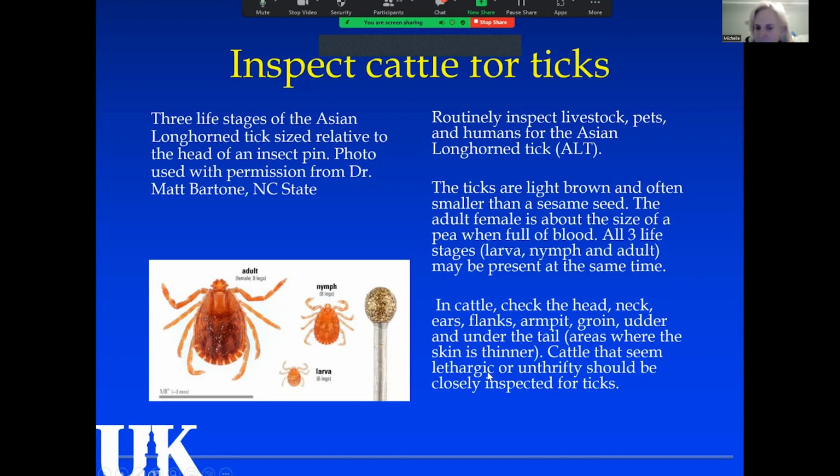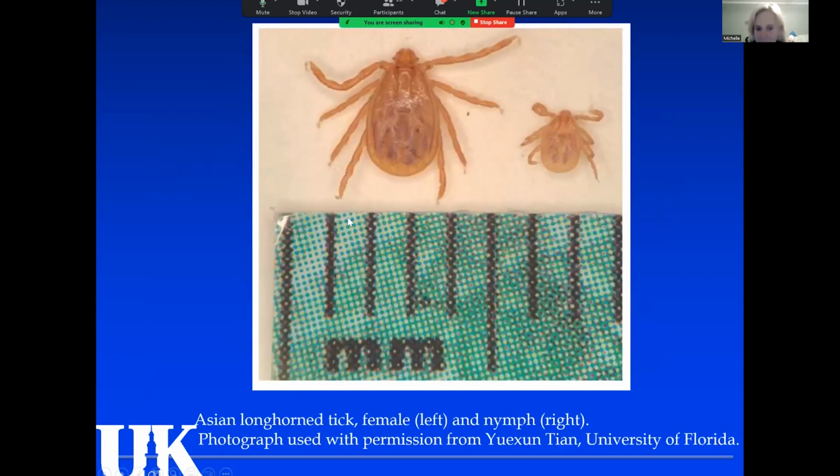Cattle that seem lethargic or unthrifty should be closely inspected for ticks. And again, they are tiny, so that just gives you another shot at that size.